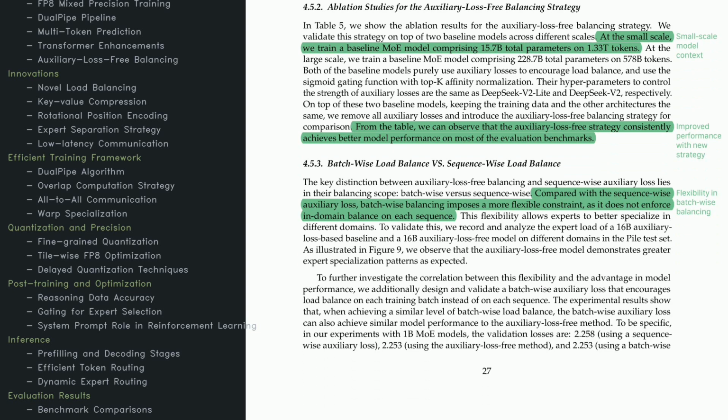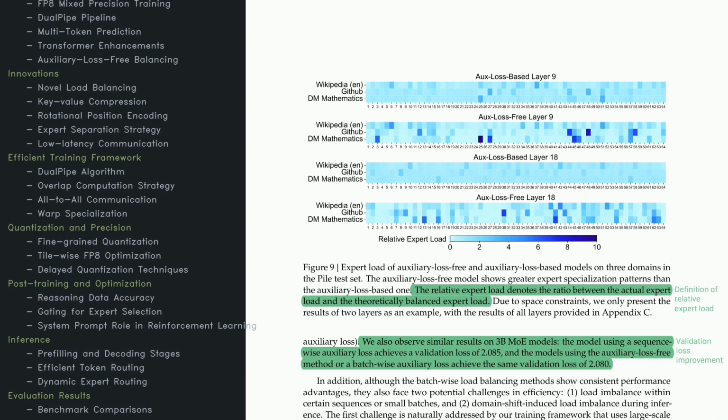Here, batch-wise versus sequence-wise load balancing is discussed. Batch-wise is praised for its flexibility. It doesn't force balancing at the sequence level, giving experts more room to specialize. Large model experiments show that batch-wise balancing performs similarly to auxiliary loss-free balancing, sometimes with even lower validation losses. It suggests that focusing on load balance across the entire batch, not each sequence, yields better specialization with no drop in performance.